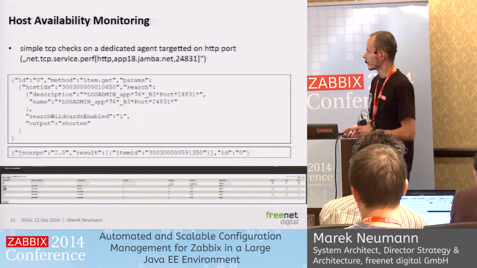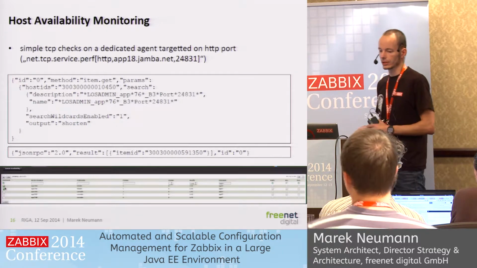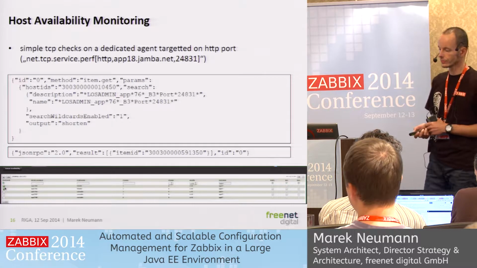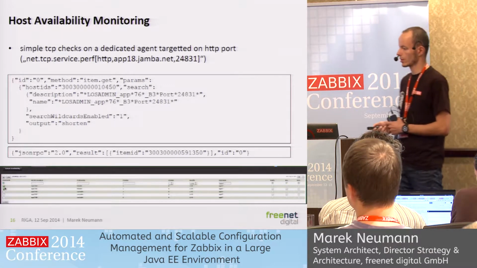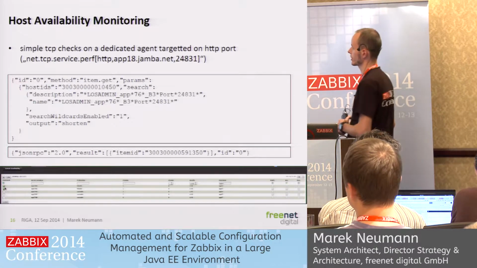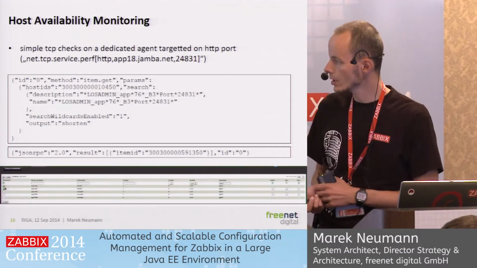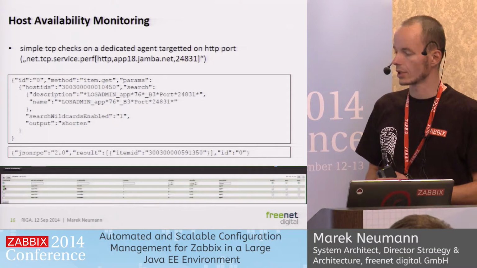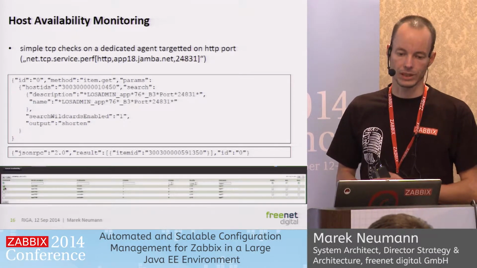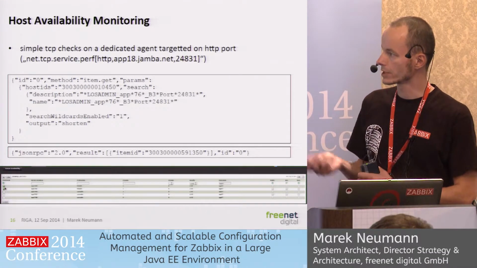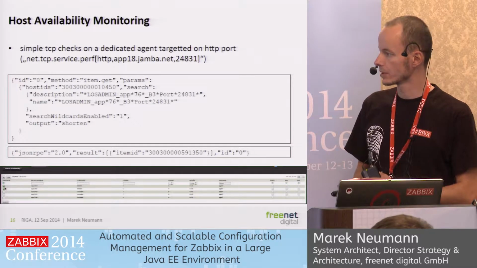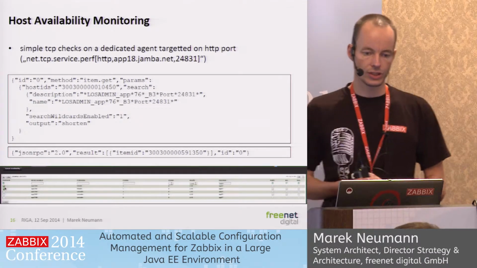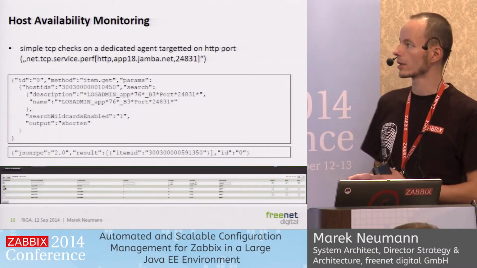This is what we already have. We have an availability monitoring, which is based on simple TCP checks. So we just monitor whether the application servers are available. And this can also be already used in our existing application. It's quite simple, TCP checks. We don't use any web monitoring, HTTP monitoring, just simple TCP checks on the HTTP port.